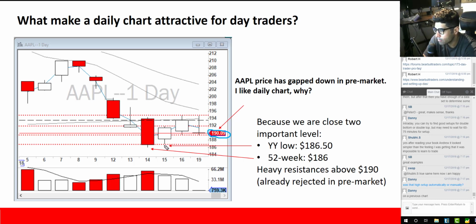The 2 days ago low, it's here. Yesterday's low is here. Then we have the 2 days ago low. And then we have the 52-week low. And on the long side, we have a lot of resistances. I like that because I think there is a potential for a sell-off. We don't know, maybe it goes up. But if it shows weakness after 5, 15, 20 minutes, there is a potential for a sell-off to the 52-week low. So there are heavy resistances above 190.